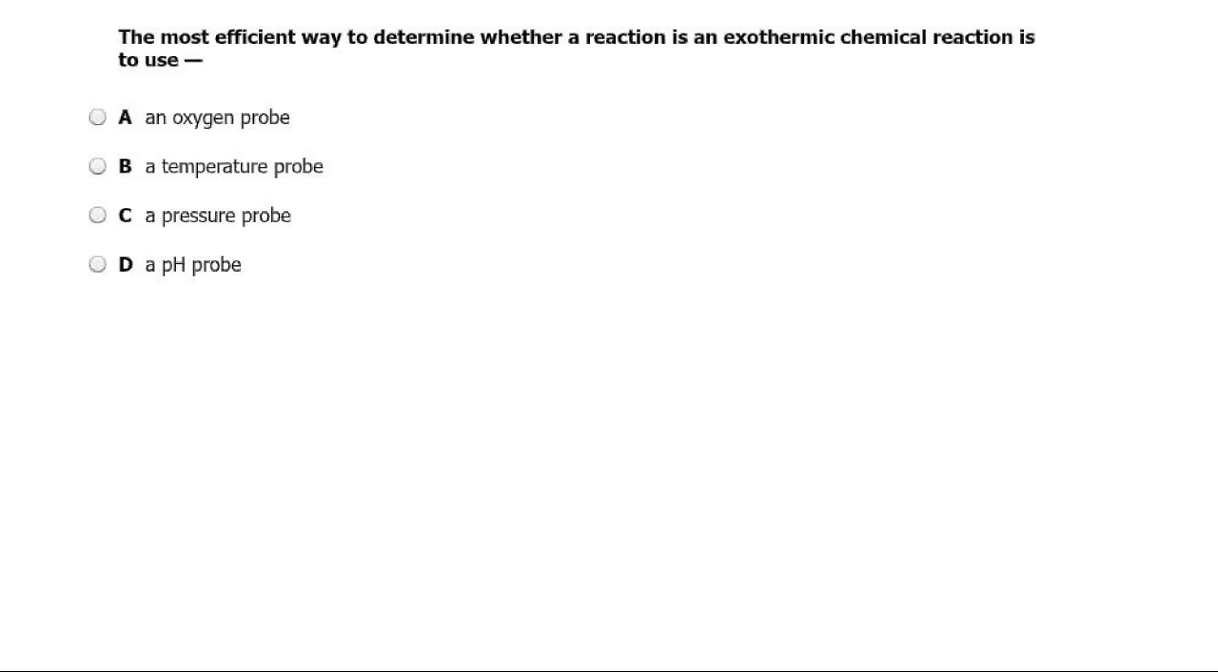The most efficient way to determine whether a reaction is exothermic or endothermic is to use, this one really asks you two different things. It's a little bit about instrument, but it's easy to estimate what the instrument could be if you understand what exothermic means. So terminology is important. Exothermic means that the system releases energy, usually in the form of heat.